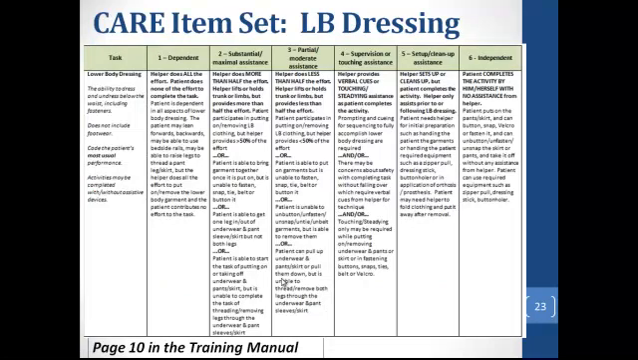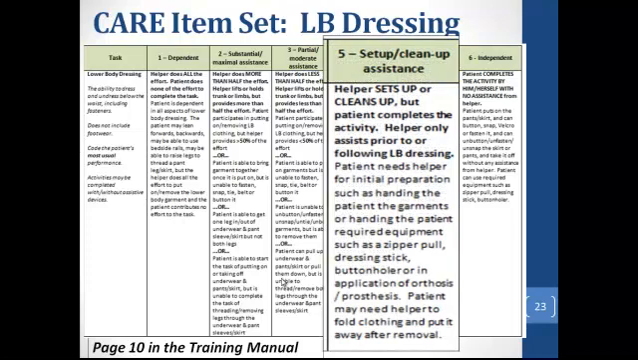A patient would be best scored as 5, the setup or cleanup, if they only have to be handed their garments or handed assistive equipment to help them. Also note here that donning and doffing a prosthesis is not included in their rating of their ability to dress. So perhaps they need a helper to put on a prosthesis, but once it is on, the patient can then dress themselves. They would still be given a score of a 5.